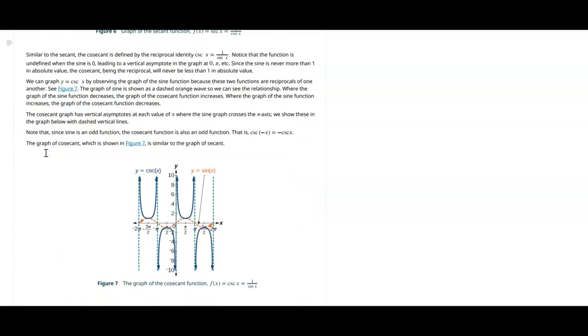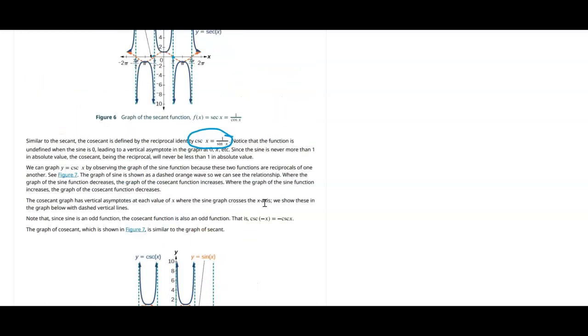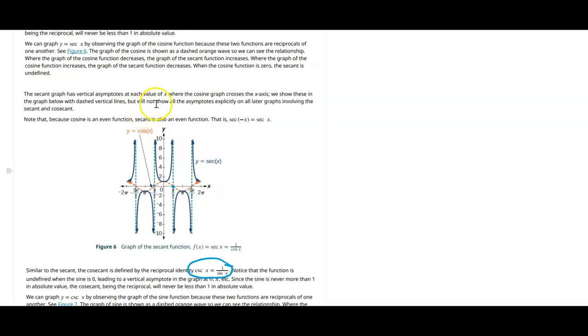The same is true for cosecant and sine. So notice on our sine graph here, when I have the zeros of our sine graph, then we would have vertical asymptotes at those places as well. Since sine is an odd function, cosecant will also be an odd function. And since cosine is an even function, secant is also an even function.